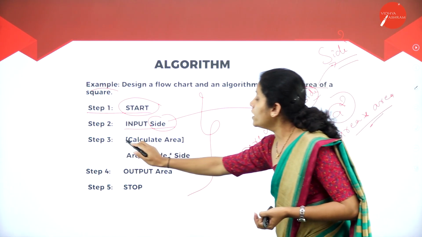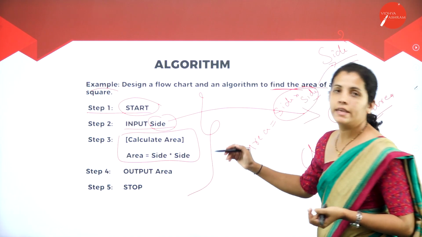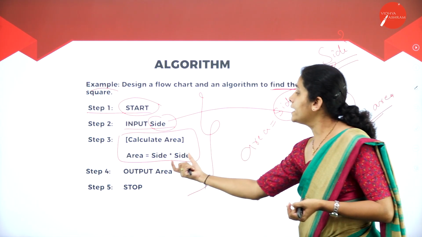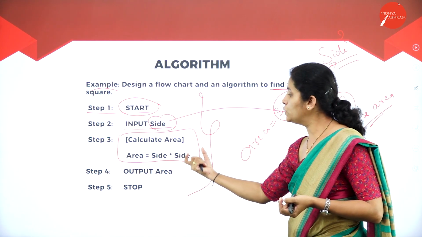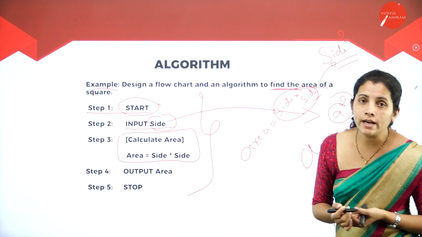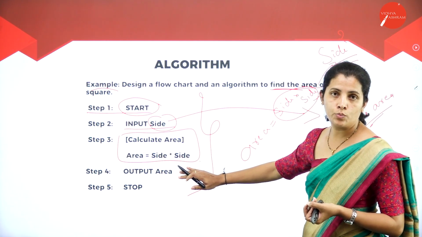Then what do I want to calculate here? I want to calculate the area. So how can I calculate it? That is side into side. After that, what am I going to do? I'm going to display the output.